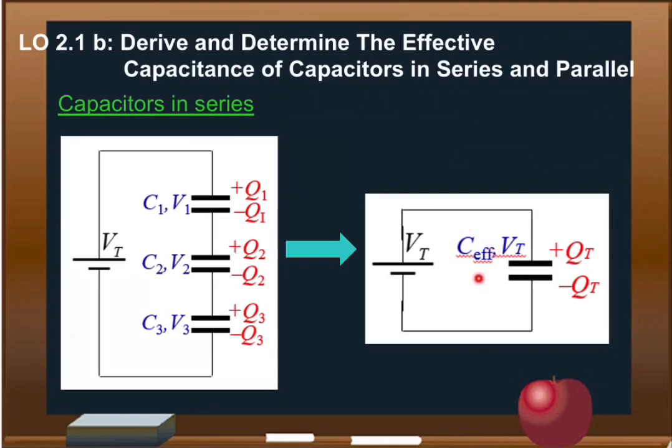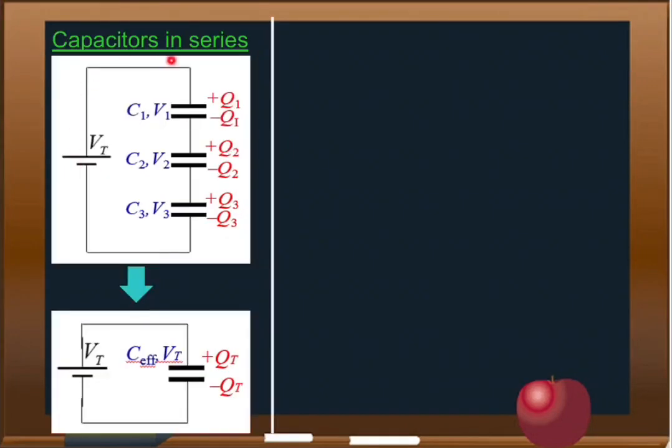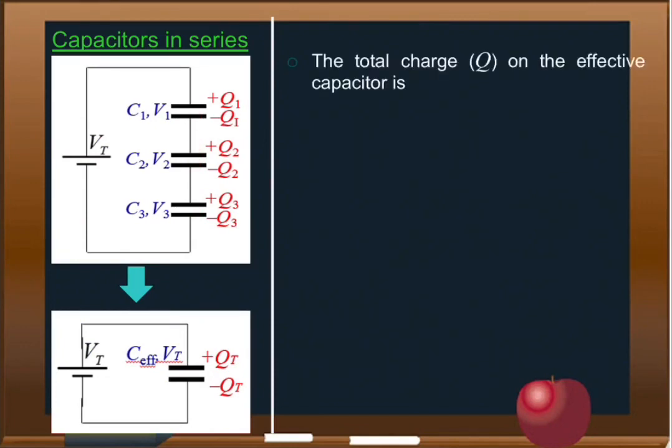The charge on the effective capacitance is called the total charge, Q_T. And we also have a battery which supplies a voltage V, and the voltage supplied is actually equal to the total voltage. When we have a complete circuit, electrons are transferred on the plates of the capacitors such that the magnitude of the charge Q on each plate is the same. So the total charge Q on the effective capacitor is Q_T, and then Q_T will be equal to Q1 and equal to Q2 and equal to Q3.